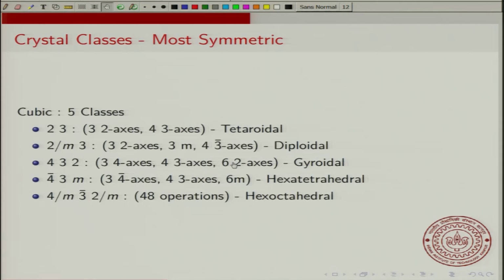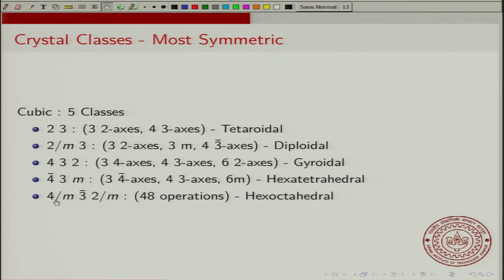Now, in the case of hexatetrahedral, you have the 3 4-fold axes, but now they are 4 bar roto-inversion axes. You still have the 4 3-fold axes, and instead of having the 6 C2 axes, the 2-fold axes that you had in the case of gyroidal, you have 6 mirrors. And this is referred to as hexatetrahedral.